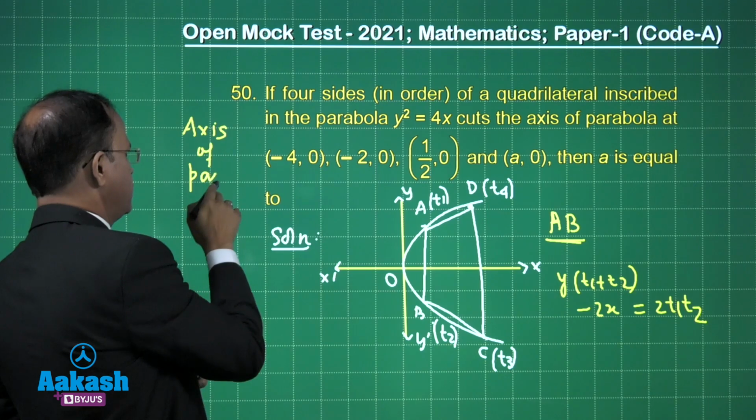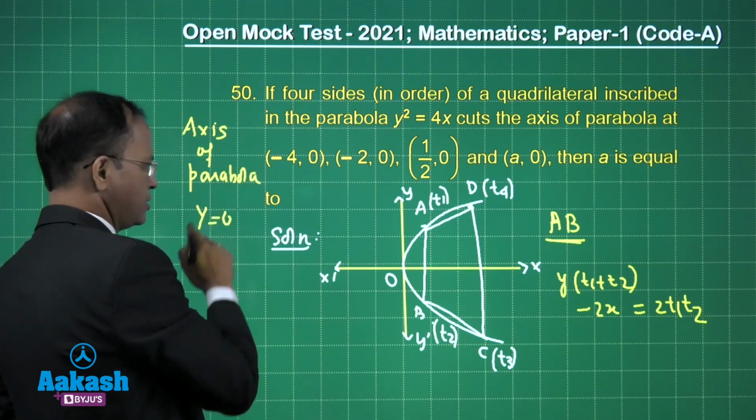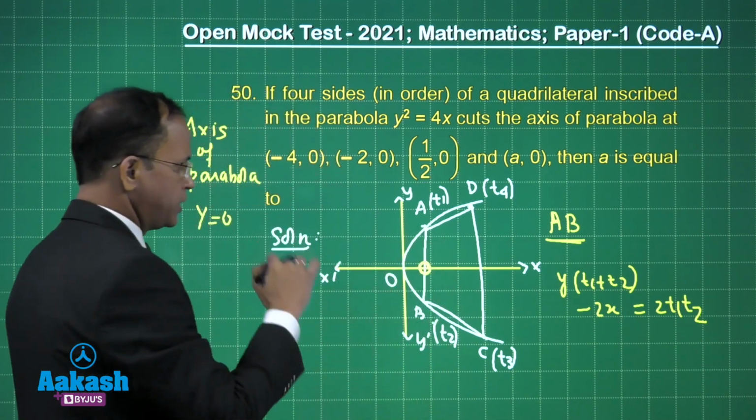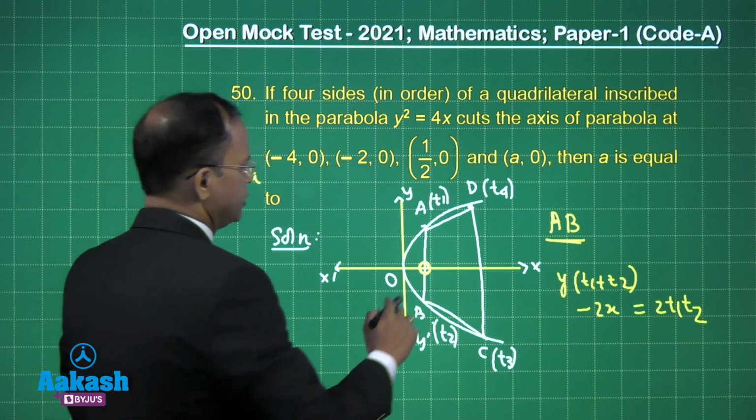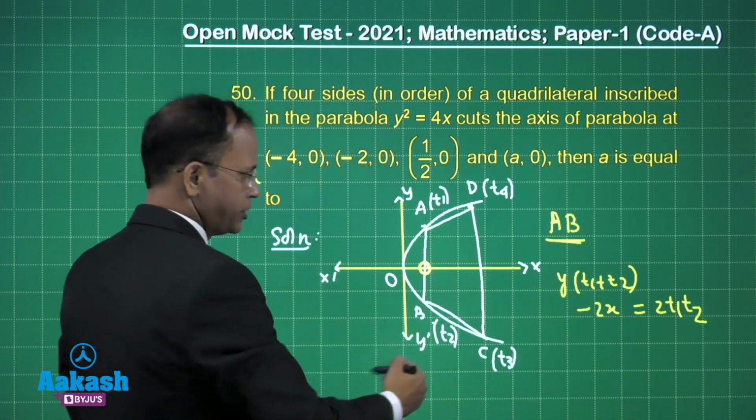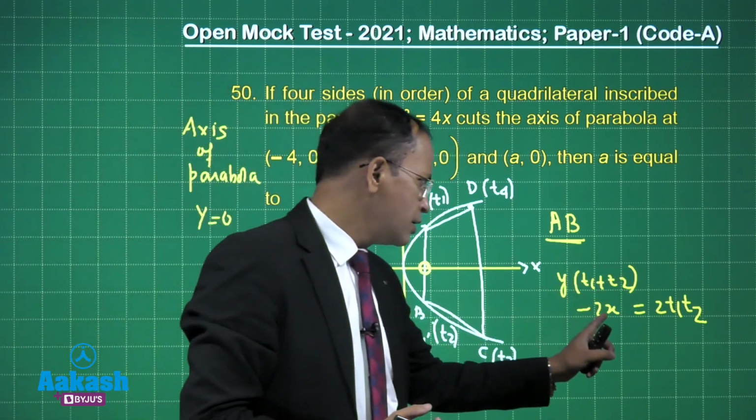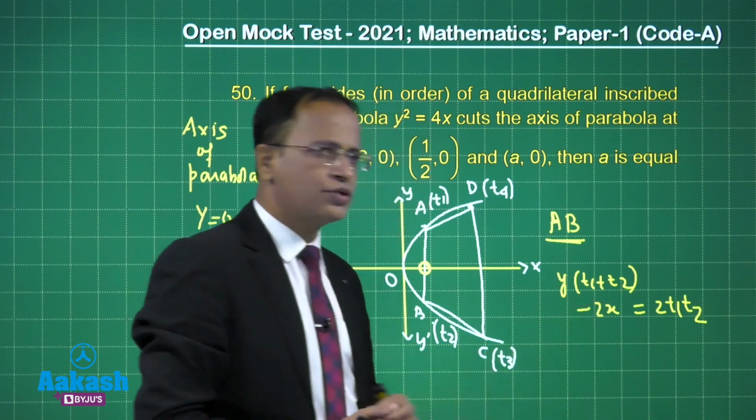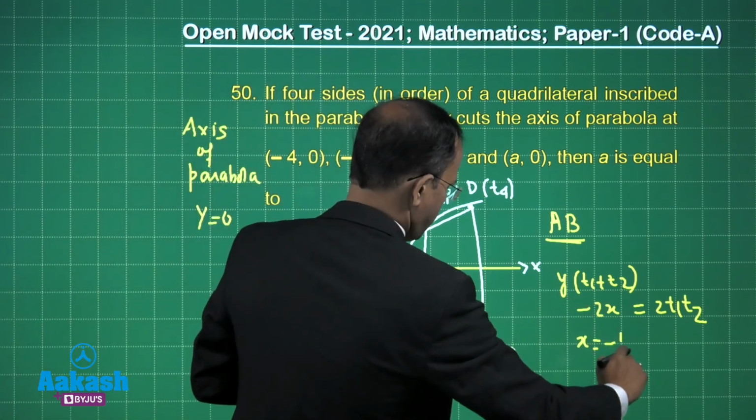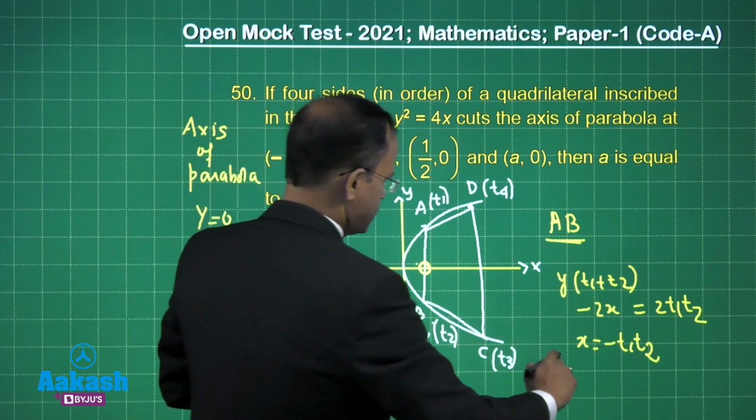The axis of the parabola, for this particular parabola I am talking about, is y equal to 0, that is the x axis. So, this will cut here at this point. So, a particular point we will take. What we will do is, once you get this equation of AB, we put y to be 0, and we get x equal to something. So, what is x? x is equal to minus t1 t2. So, x is minus 4.